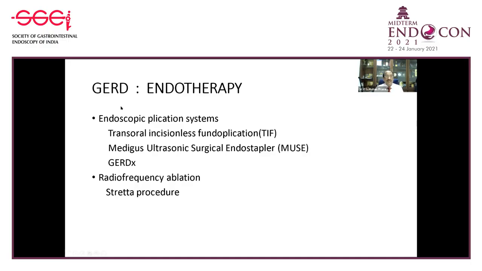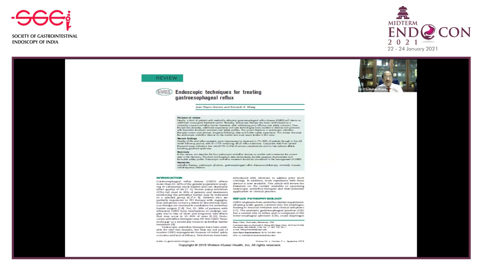So the plication systems and the radiofrequency ablation are the 2 types of endotherapy. The plication systems, the TIF is number 1, then comes the MUSE, and then the GERD-X. This is transoral incisionless fundoplication, TIF. Medigus ultrasonic surgical endostapler is the MUSE, and GERD-X is the third one which we saw just now. The Stretta went out and came back again. And there's a beautiful article, 2018, Current Opinion on endoscopic techniques for treating gastroesophageal reflux.